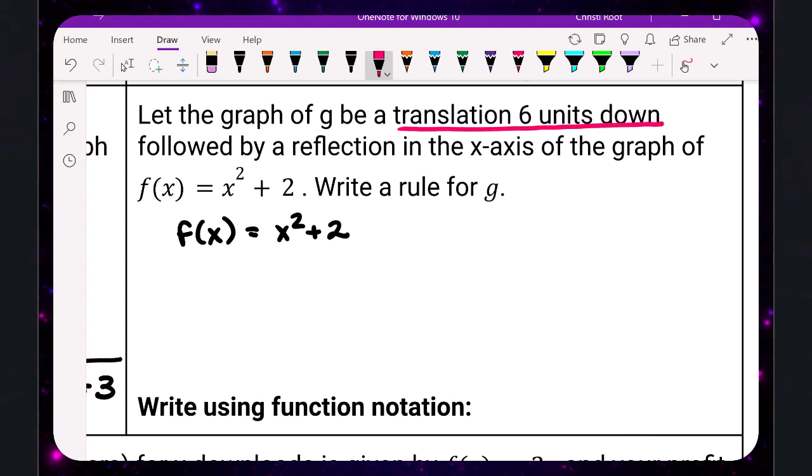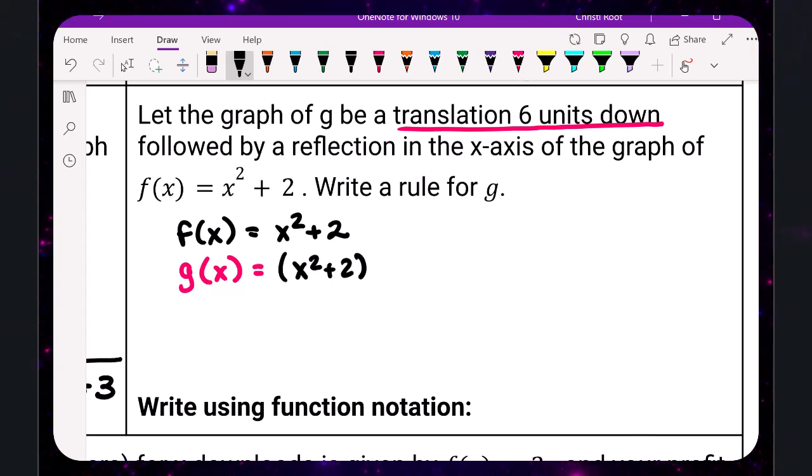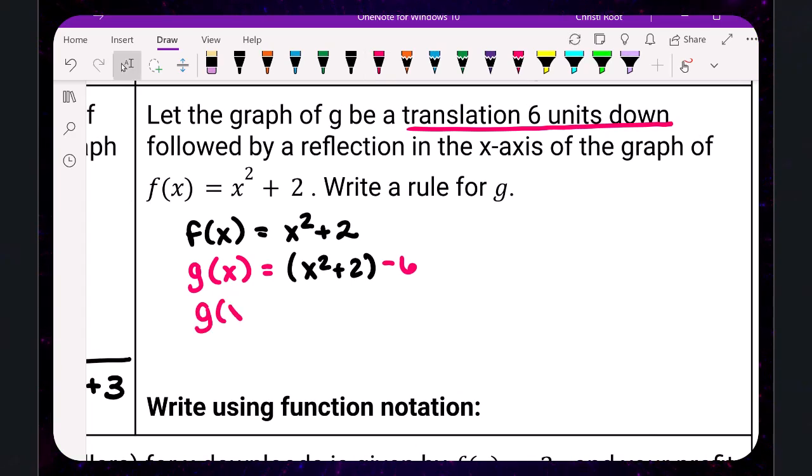So if I want to create a new rule for g, I'm going to write all of this. And if I make it 6 units down, I'm just going to subtract. So translations you add or subtract to either the function or to x. In this case, I am subtracting from the function. And then what you want to do is you want to simplify what you just did. So you can subtract 2 and 6. So 2 minus 6 is minus 4.